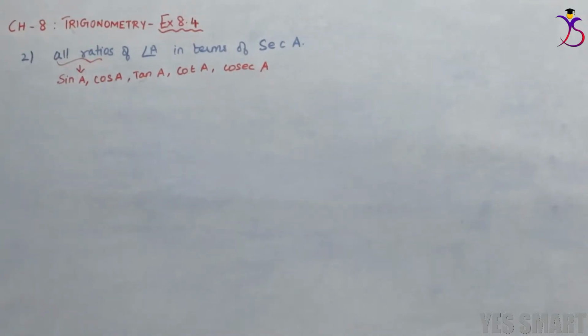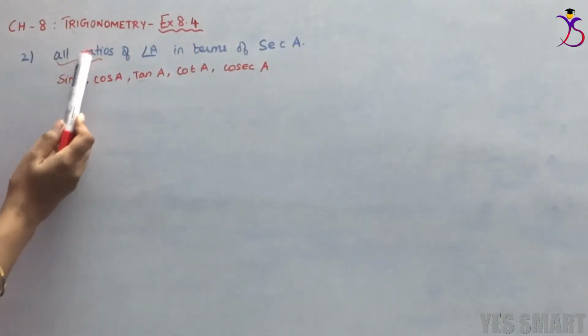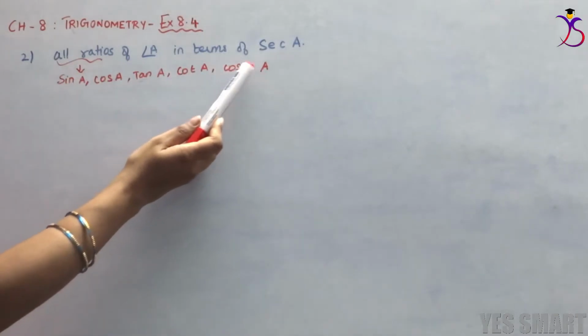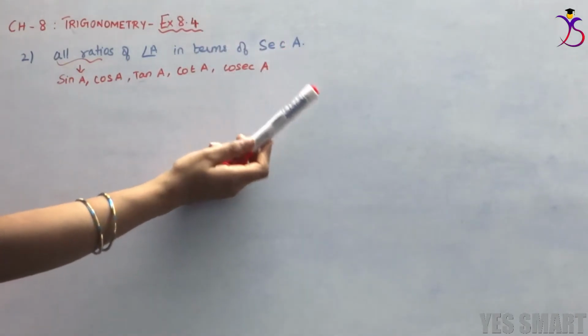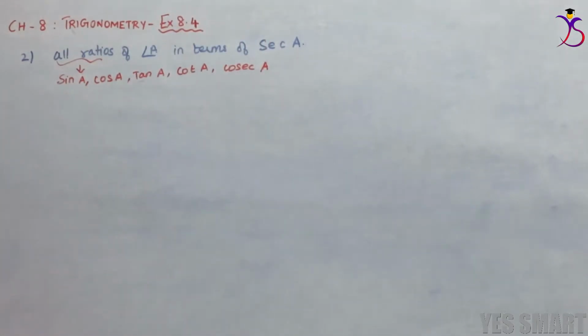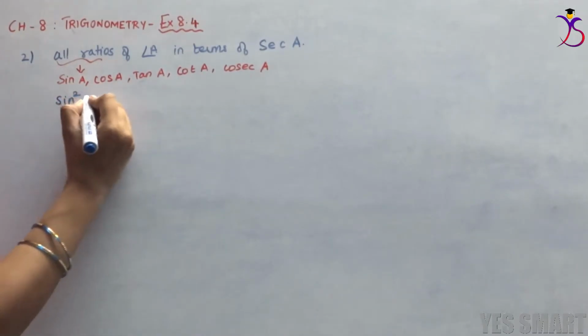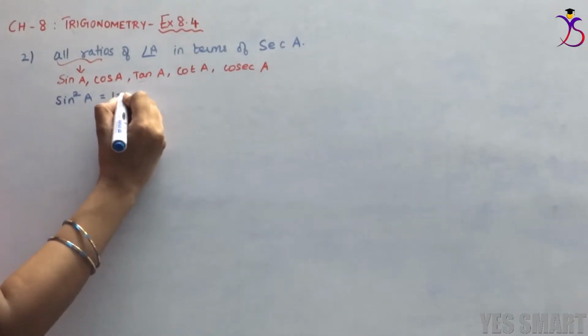Now the second sum. In the second sum, they have asked us to represent all the ratios of angle A in terms of secant A. All the ratios meaning sin A, cos A, tan A, cot A, cosec A. It also includes secant A, but since we are going to represent everything in terms of secant A, I have not included secant A here. So to start with, we know the formula sin square A equal to 1 minus cos square A.